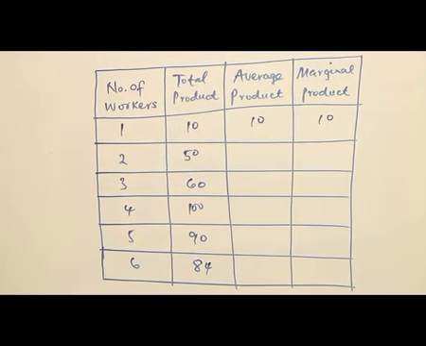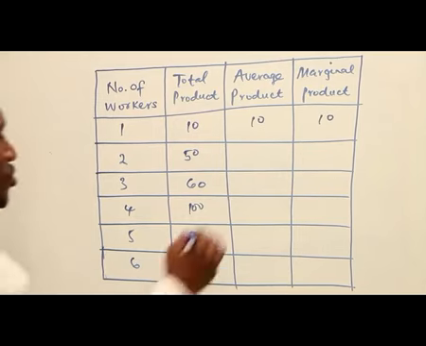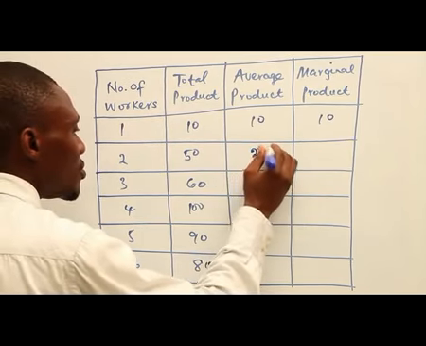So let's assume when the second worker is employed, the total product now becomes 50. What's going to be the average product? That is, average product equals total product divided by number of workers, the number of variable input. So from our table, it's going to be 50 divided by 2, we have 25.